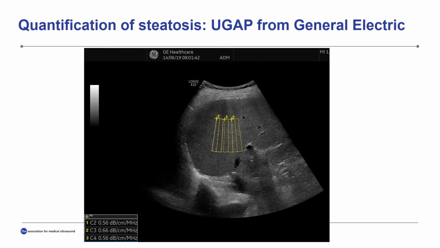You can see here an image. In this system that comes from GE, we have 3 measurements in the same image. We look at the liver by the intercostal window, we have the view of the liver, and here we can put these boxes, and we have 3 measurements, and the results are expressed in decibels per centimeter per megahertz.